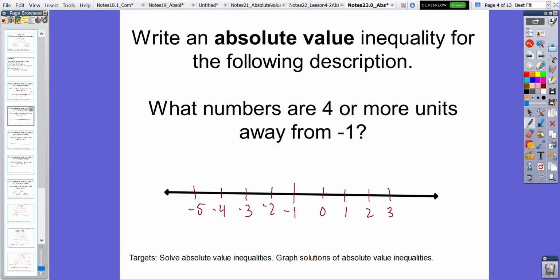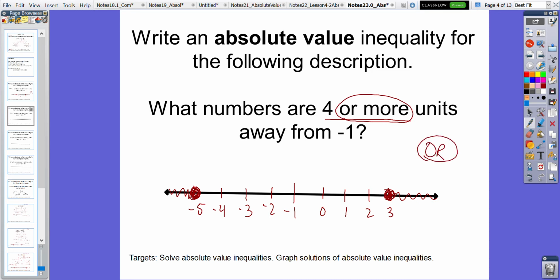Okay, so once again, the key here is 4 or more units away. So once again, we include that 3 and then everything to the right because that's more than 4 units away. And then same thing with -5. We go ahead and shade everything to the left. Once again, we're talking about 4 or more units away. That "or more" is a key. And this is going to be an OR inequality.